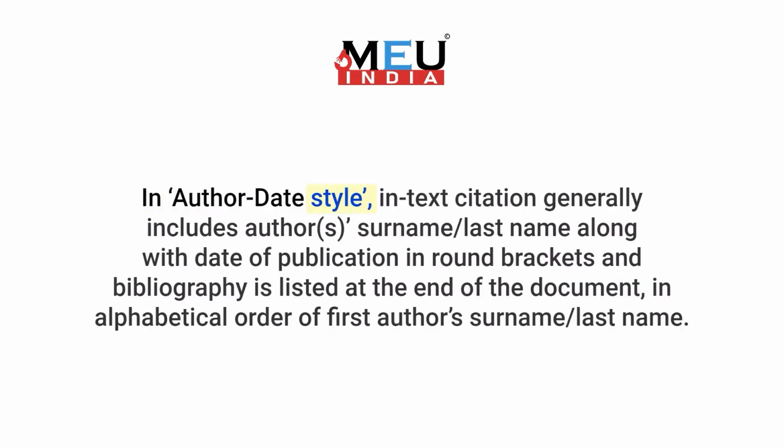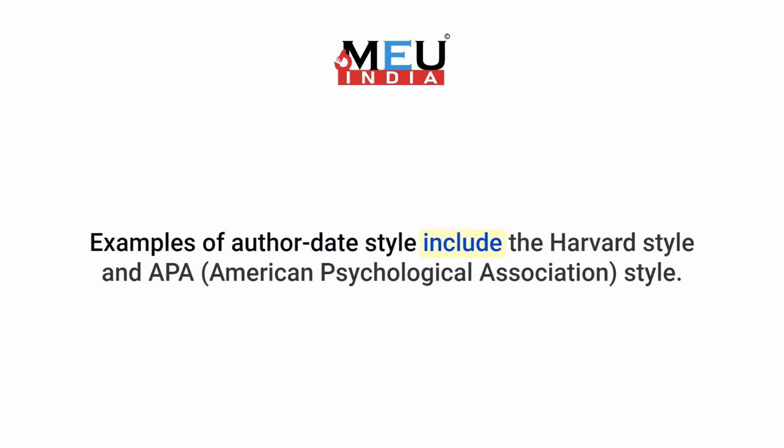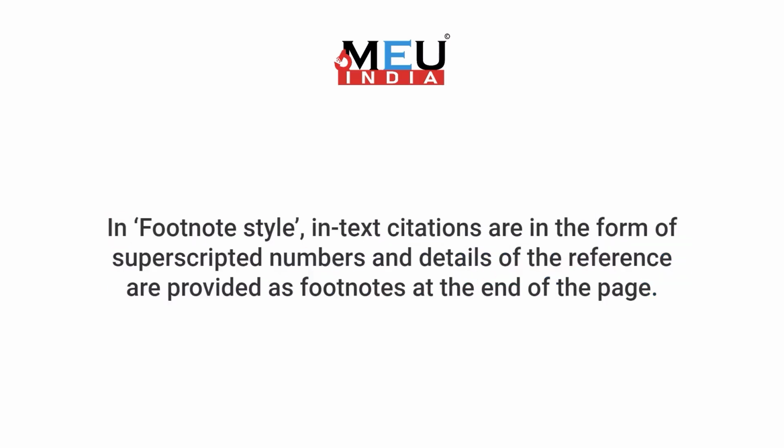In author-date style, the in-text citation generally includes the author's surname along with the date of publication in round brackets, and the bibliography is listed at the end of the document in alphabetical order of the first author's surname. Examples of author-date style include the Harvard style and APA style. In footnote style, in-text citations are in the form of superscripted numbers and details of the reference are provided as footnotes at the end of the page.